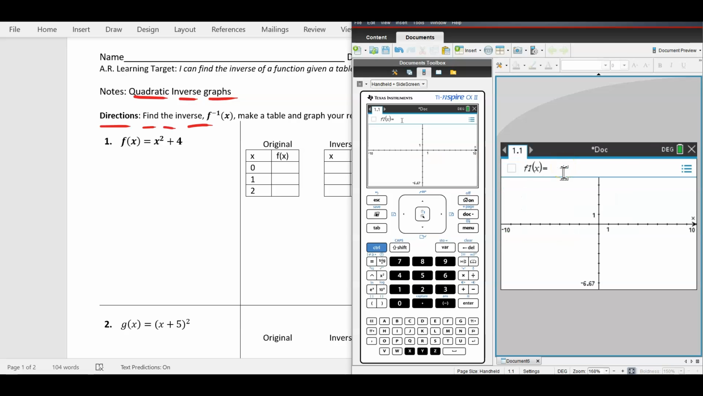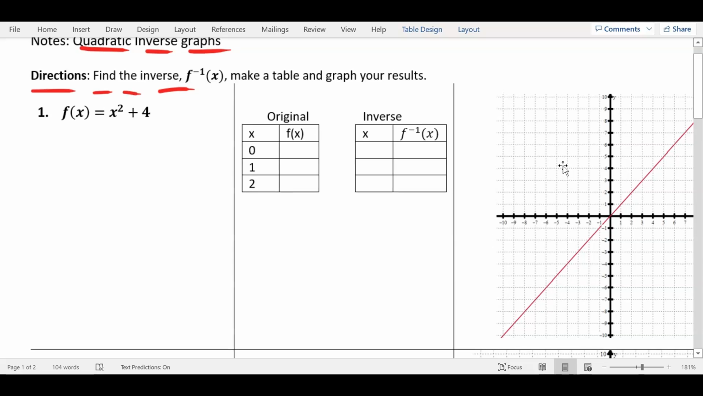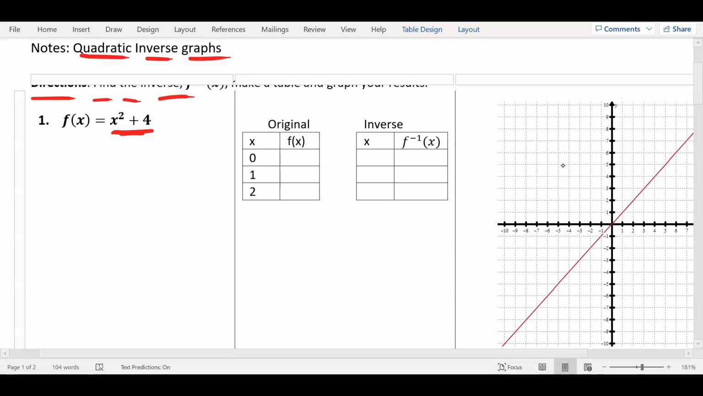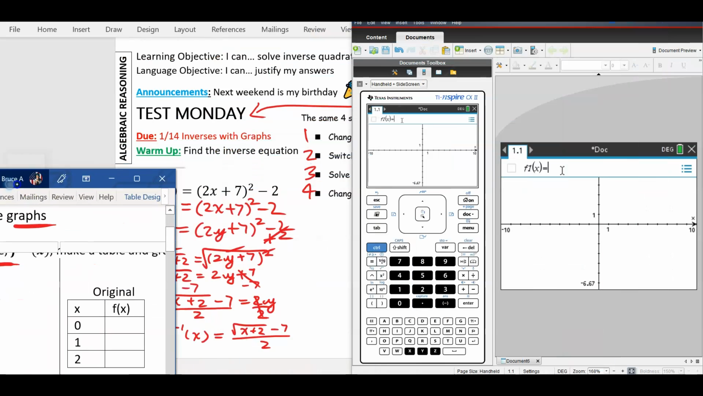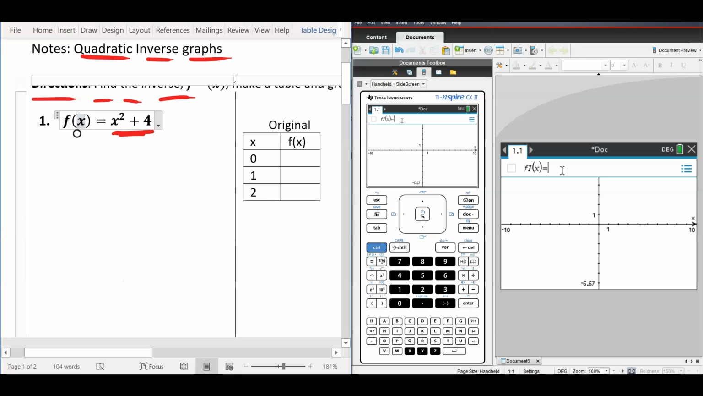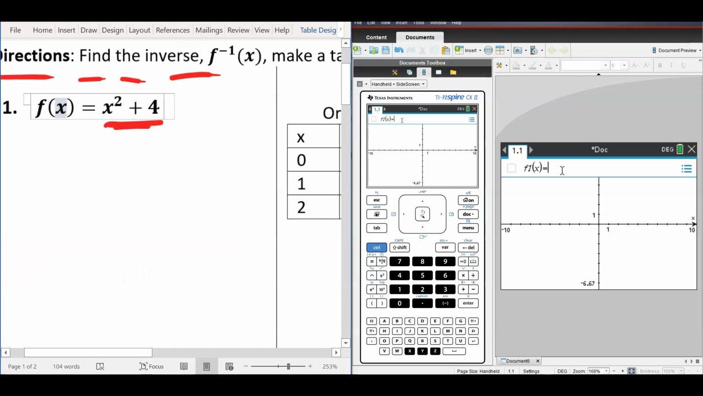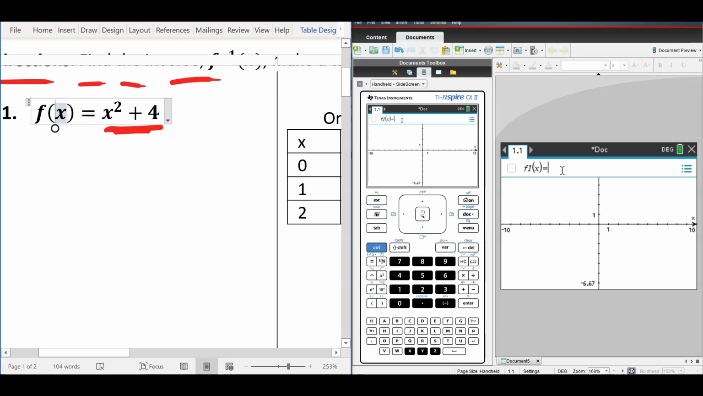So, let me remind you, when you're graphing, you only type in after the equal sign, okay? So, what's after the equal sign? X squared plus 4, okay?